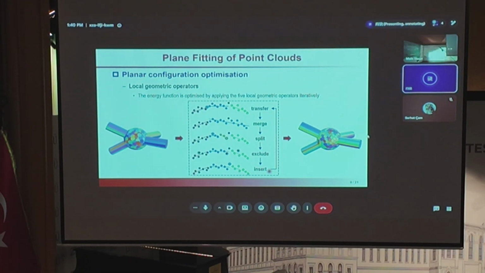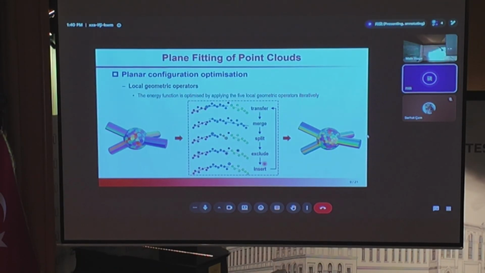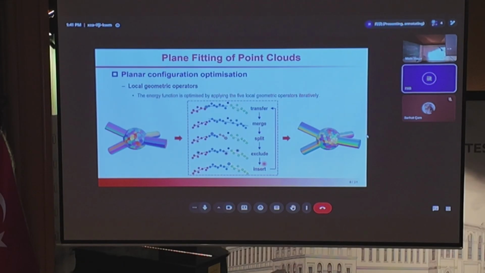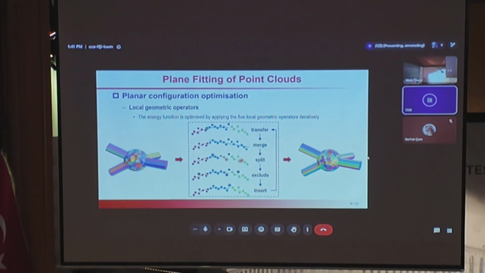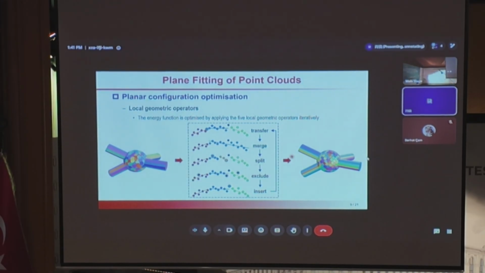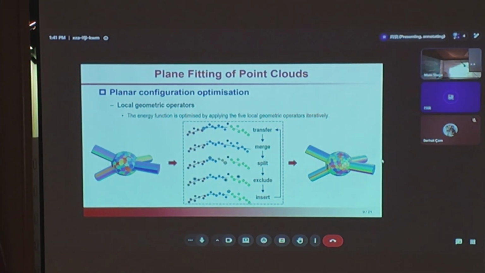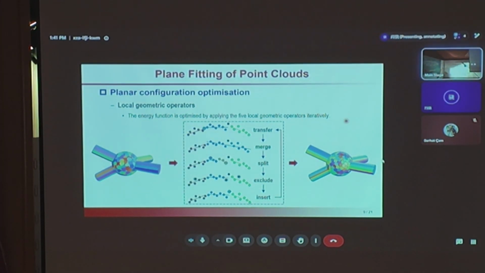And also the insert operator, which includes the outliers at the current state in the fitting process. These five operators will be iteratively applied to the energy function until the energy function converges to a minimum. You will see that after optimization, the convex hull will represent a planar configuration that is much better distributed.